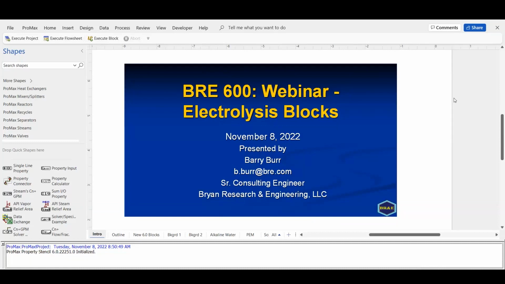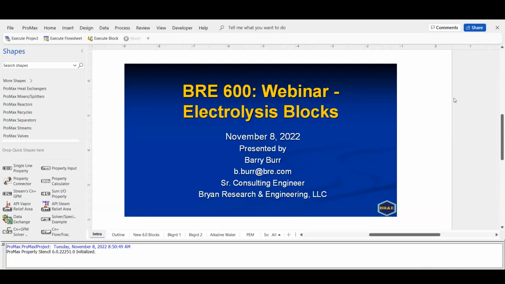We originally were simulating these electrolysis and fuel cell models using our basic blocks with a lot of calculators, specifiers, solvers, user values, and we were doing that. We even added it into our BRE 141 Sustainable Hydrogen Technologies class, and it's nice to have the ability to do that. But it was obvious that it was a little too cumbersome and difficult to change specifications.